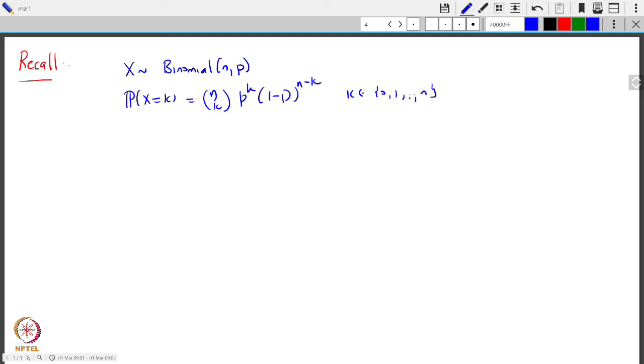And we sort of motivated this random variable by thinking of it as n coin tosses, where each toss was a head or a tail with probability p. They were all independent, and X was the number of successes in n tosses.